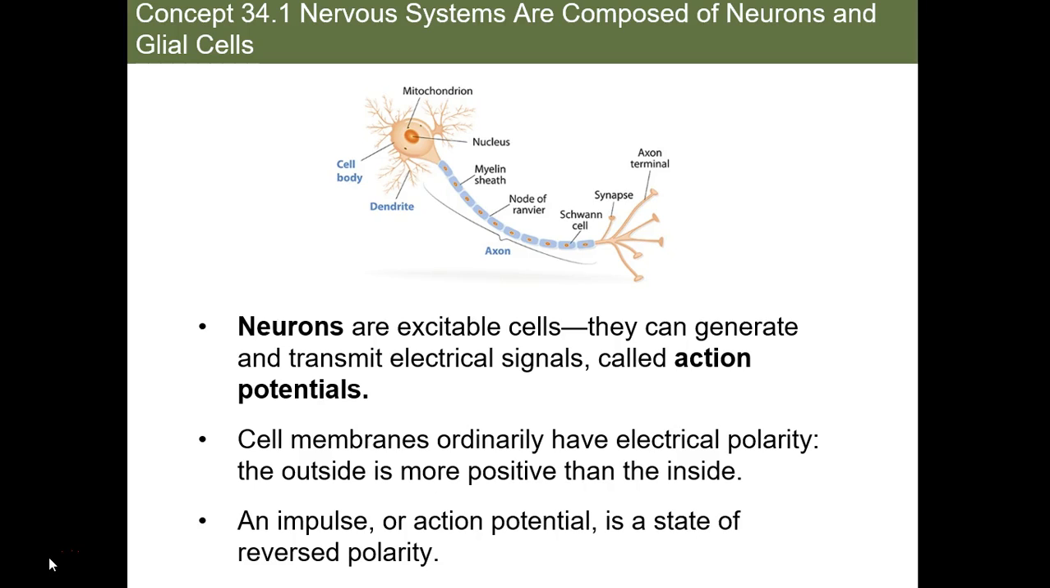A neuron is pictured above. Neurons are said to be excitable cells. This means that they can generate and transmit electrical signals. These signals are called action potentials. Cell membranes have electrical polarity, with the outside being more positive than the inside. An impulse or action potential, which is the electrical signal, is a state of reversed polarity.